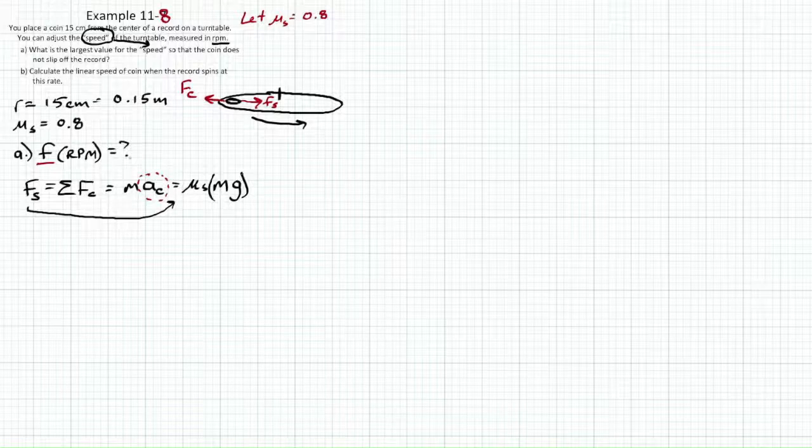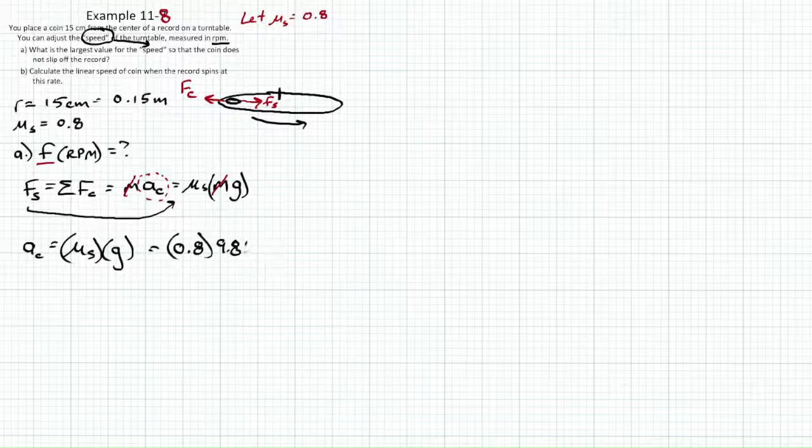Well, looking at this relationship right here, we can see that these m's are going to go away. These masses cancel out because it's the same mass of the same coin. So if you solve for centripetal acceleration, this mass goes down below and they cancel out. So a_c is going to be equal to simply the coefficient of static friction times gravity, or 0.8 times 9.81 meters per second squared.